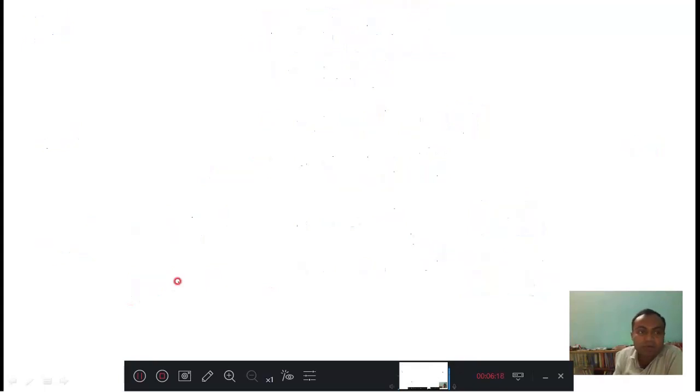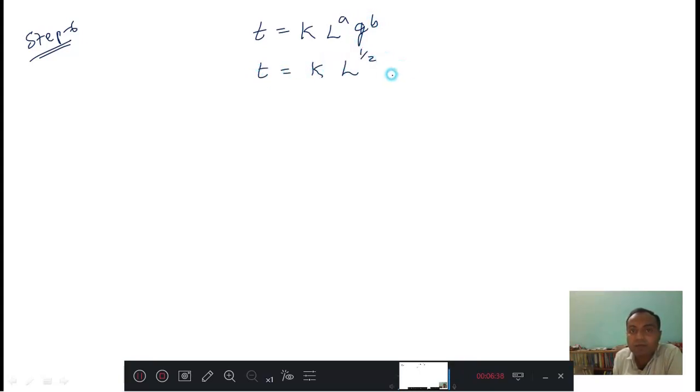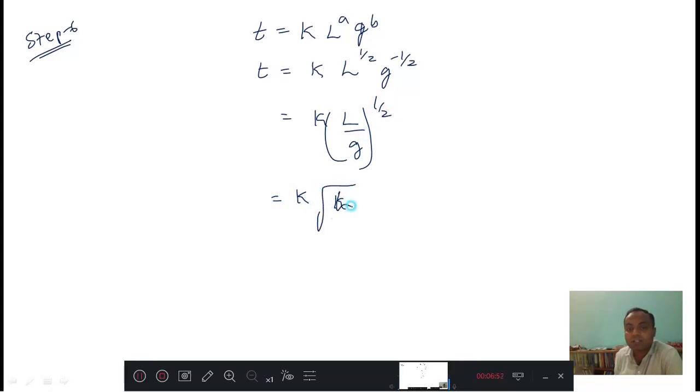Now going to step 6, I will resubstitute back into my equation. My equation is t equal to k into l raised to a and g raised to b. See here, t equal to k into l raised to 1 by 2 and g raised to minus 1 by 2. This I can rearrange and write, that is k into l by g raised to 1 by 2. This I can represent as k into root l by g. This is your time period, right?